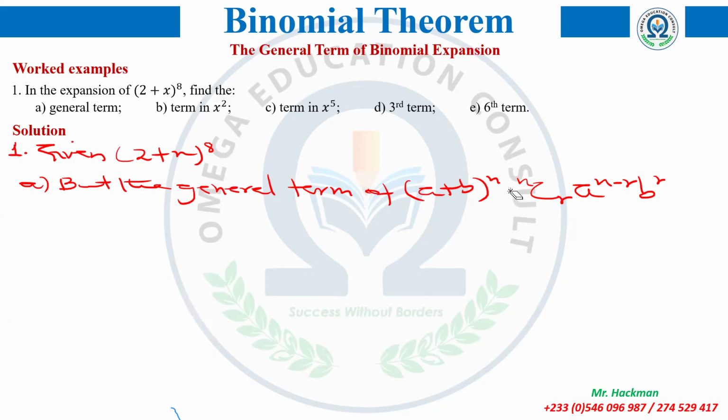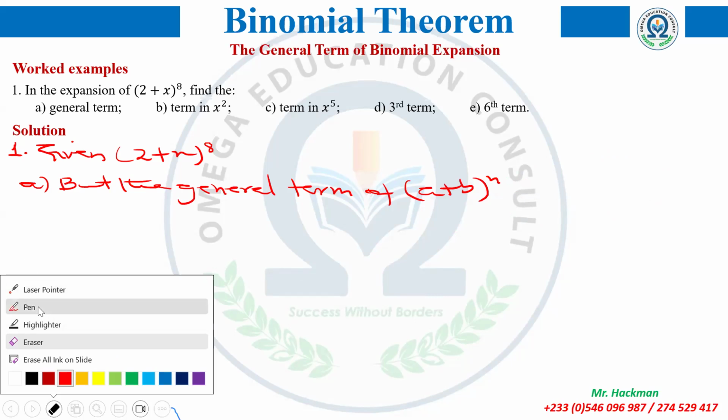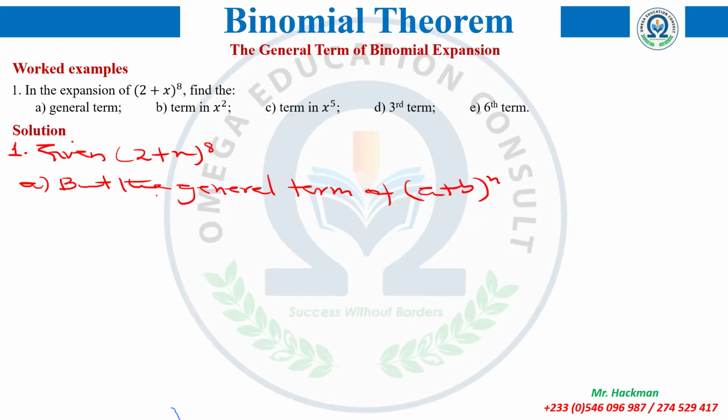Remember, there will be U sub r. I hope you are with me. So take note, the general term is given by U sub r plus 1 is equal to n combination r, a to the power n minus r, then b to the power r. Okay, b to the power r, not br.